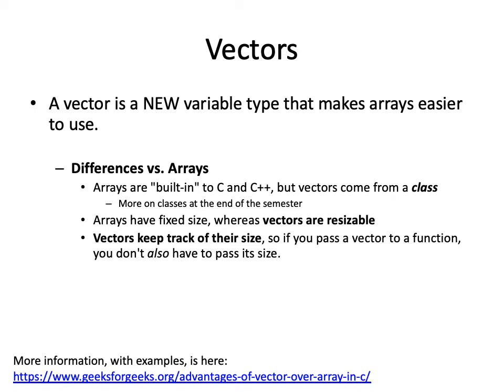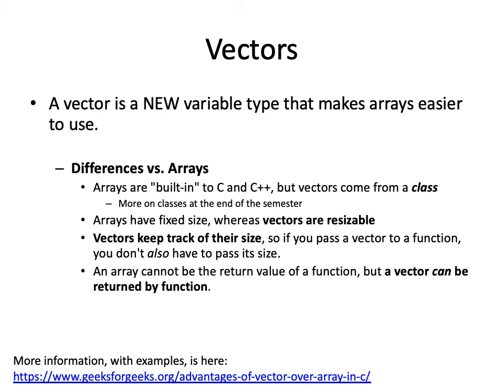Otherwise, we wouldn't know how big the array was. When you pass a vector into a function, you can ask the vector, what is your size? And the vector will tell you, which is cool. So this means we don't have to pass in its size to a function. An array can't be the return value of a function, but a vector can.